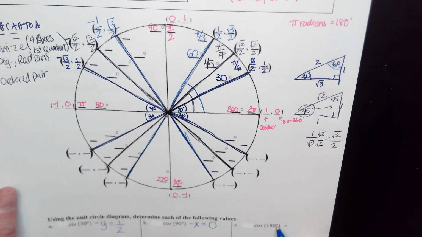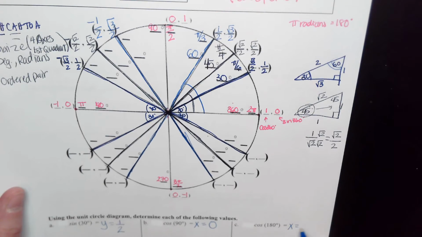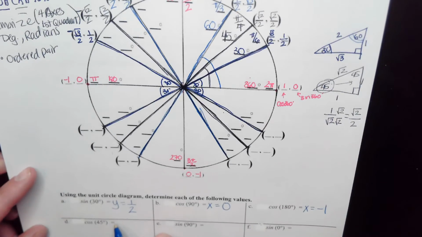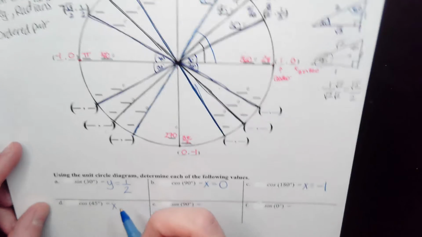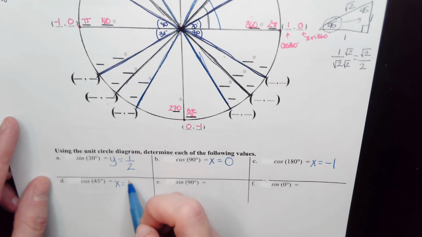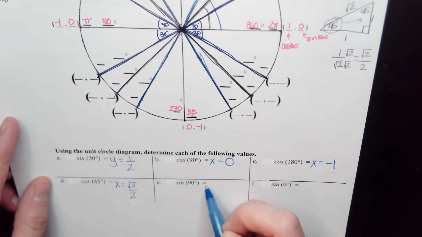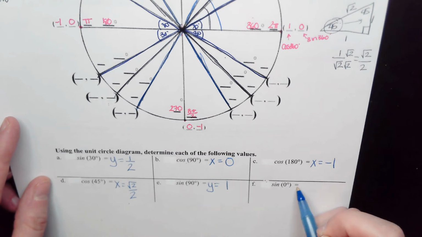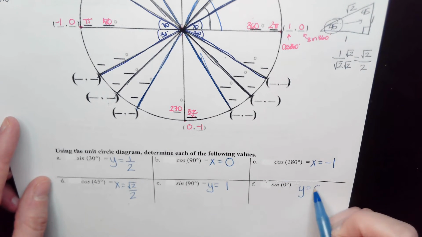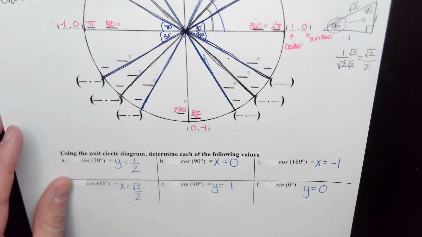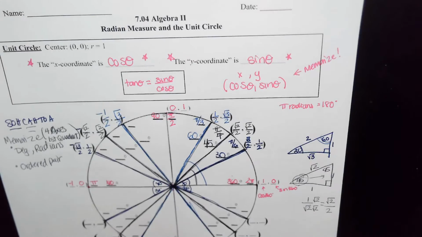All right, so cosine of 180 was your x, so that should have been -1. Cosine of 45, also your x, and that one is rad 2 over 2 for the x coordinate. Sine of 90, sine is your y, that would be 1, and sine of 0 is your y again, and that would also be 0.